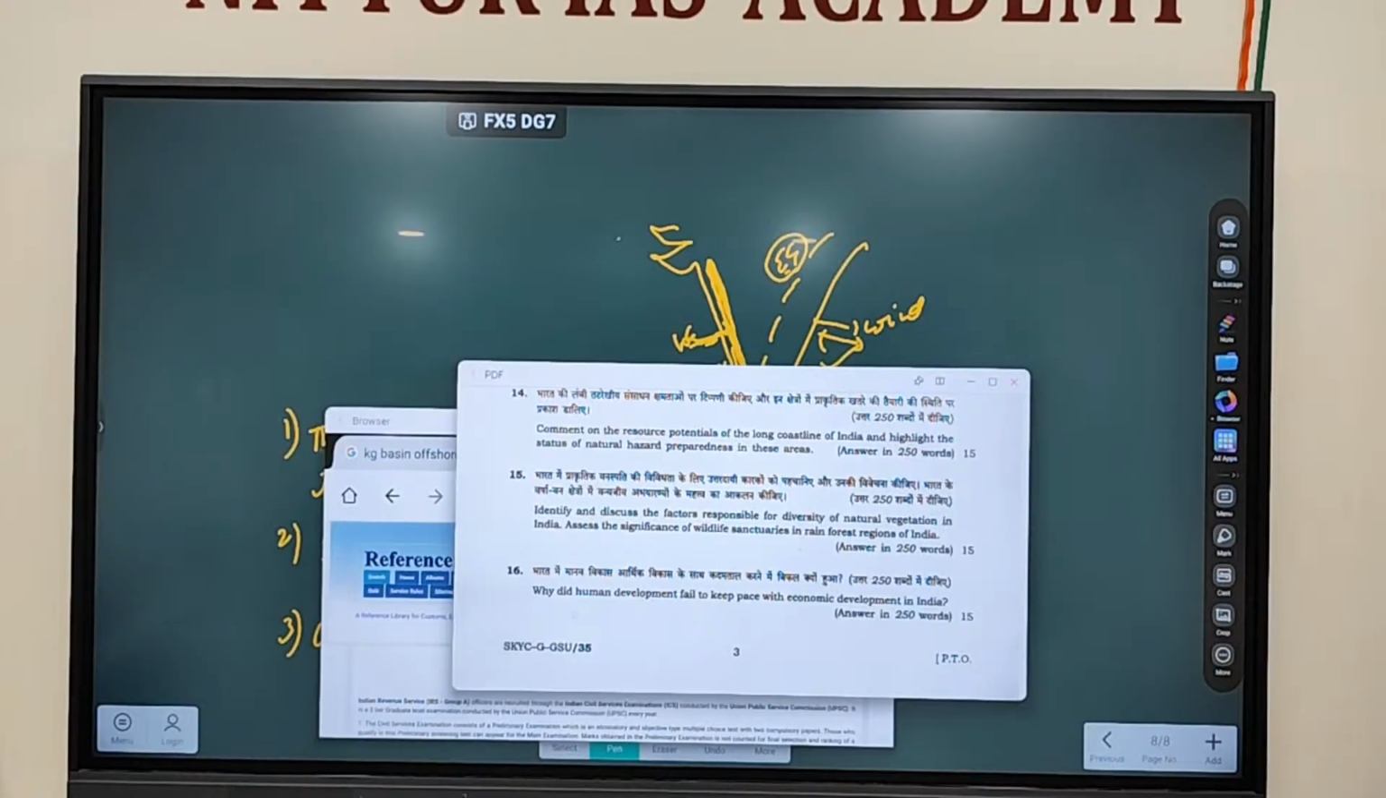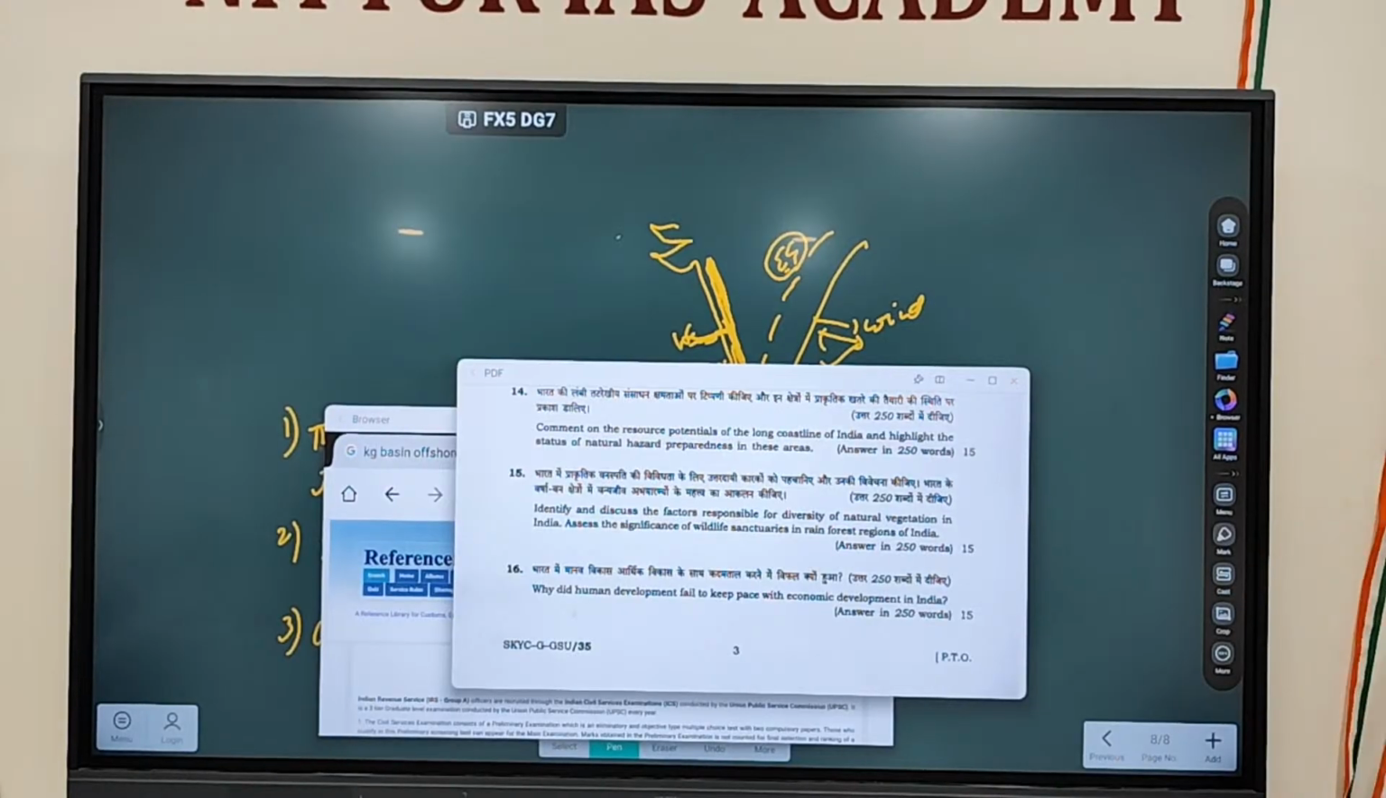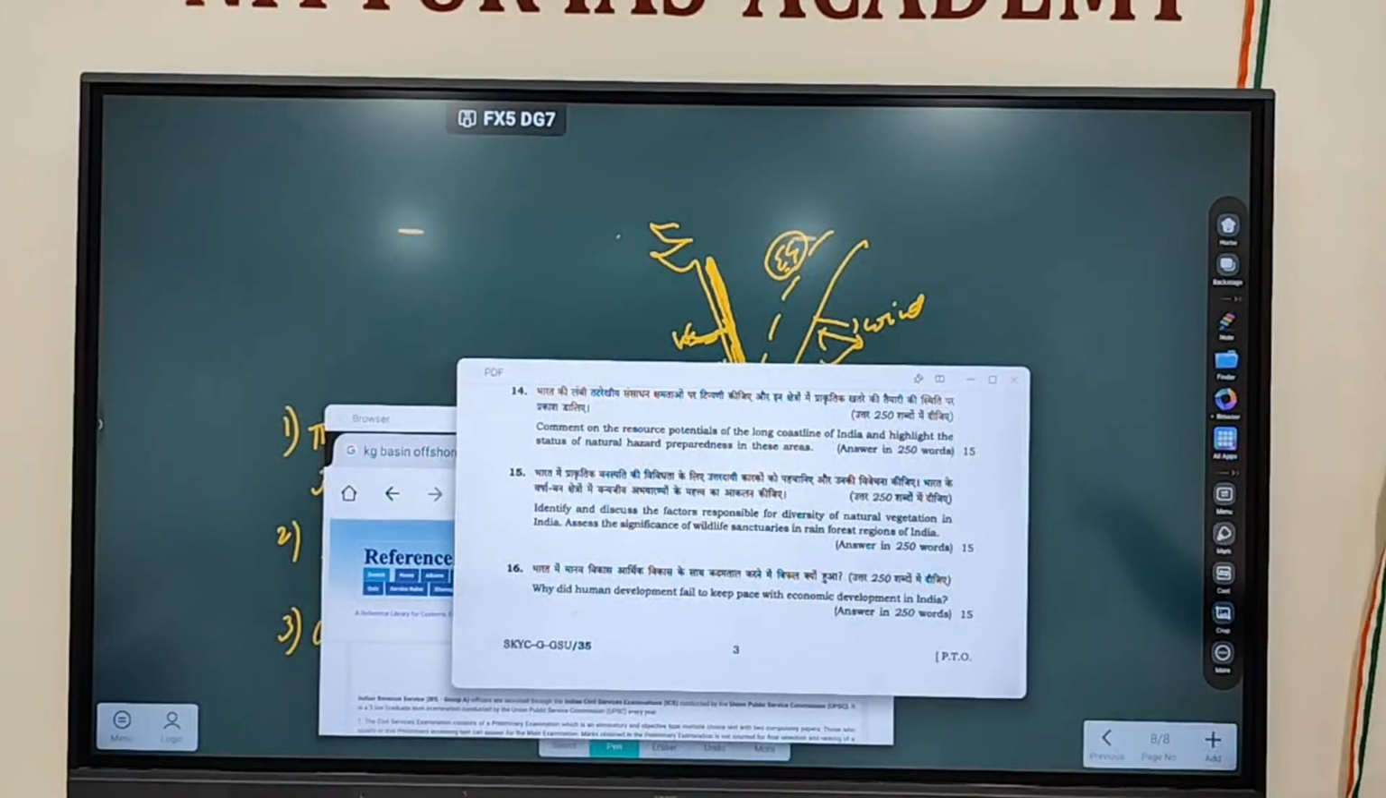Then what else can you write about? Wind energy generation in this particular region. And what else regarding resource potential? Solar energy. India's long coastline is falling in which region? The tropical region. Tropical region means what? More sunlight, so you can generate solar energy.